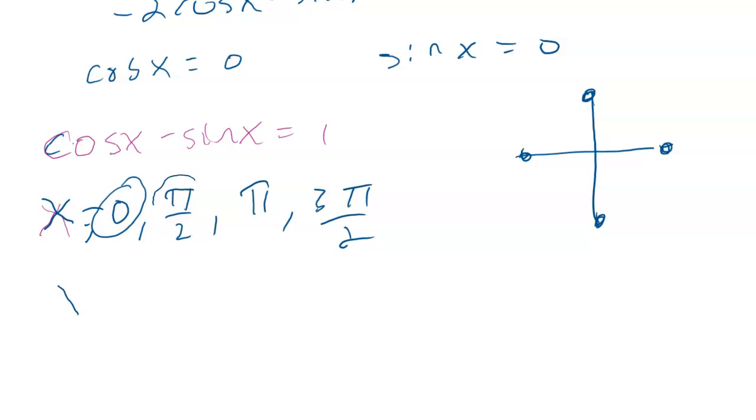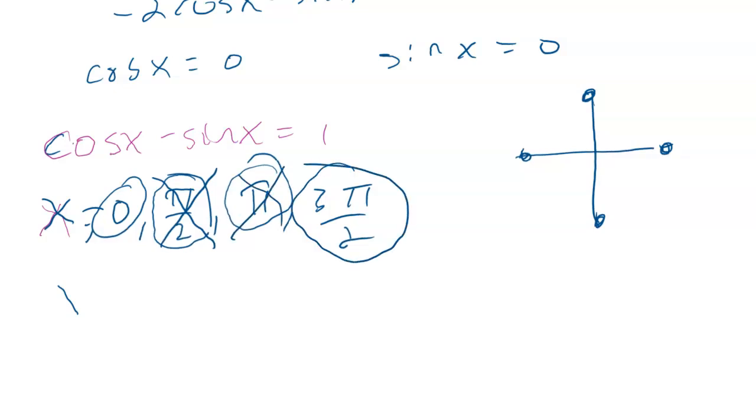I'll just keep on going. And then pi over 2, cosine of pi over 2 is 0. Sine of pi over 2 is 1. 0 minus 1 is actually negative 1. This does not work. Now I plug pi in there. Cosine of pi is negative 1. Sine of pi is 0. Again, this is another negative 1. But remember, when we squared out the sides, I mean, we're making them equal. Like when you square negative 1, it is 1. So this does not work.